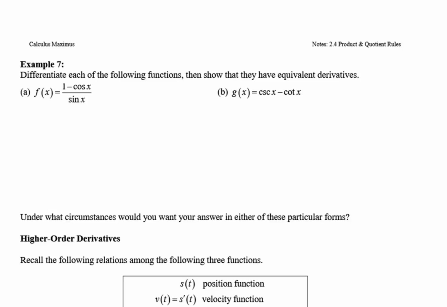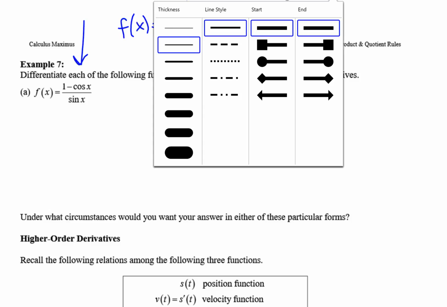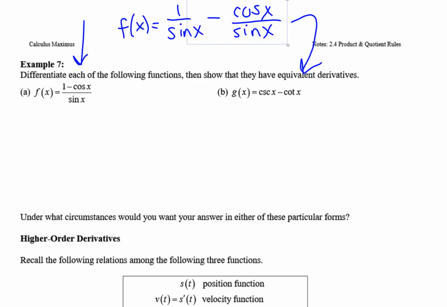Okay, the first one, we're going to use the quotient rule. And let me just point out, 1 over sine, if I break this up into two fractions, we get the same function we have here. So the derivatives should also be equivalent, and we're going to show that. So I'm going to get a smaller pen here.